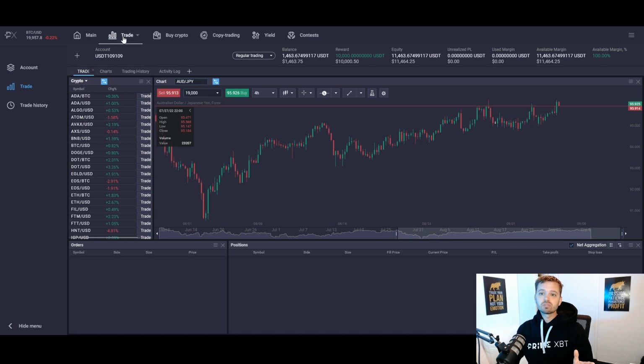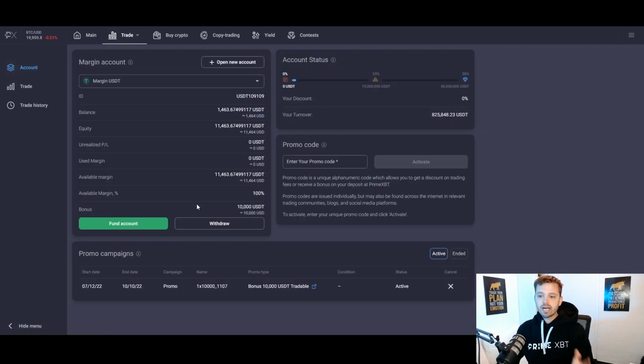What you want to do now is press trade, go to margin USDT right here, go to account, and fund the trading account with the money from the wallet. So you fund the account right here and you're all set. Let's take a look at the actual order placements right here.